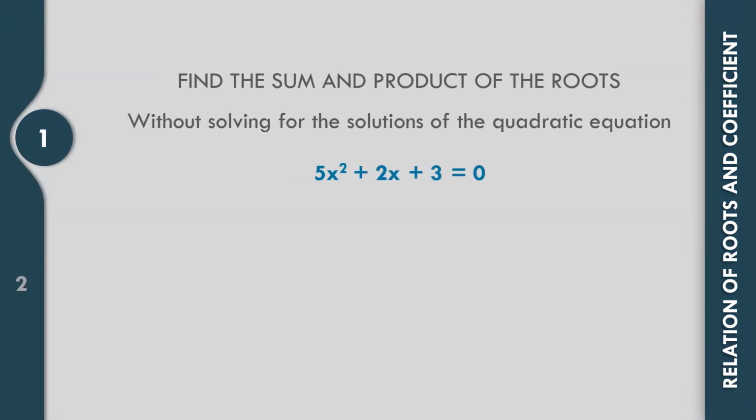In example number 1, without solving for the solutions of the quadratic equation, let us find the sum and product of the roots. The first given is 5x squared plus 2x plus 3. We need to identify the values of a, b, and c. The value of a, the numerical coefficient of x squared, is equal to 5. The value of b, the numerical coefficient of x, is 2. And then the constant is equal to positive 3.